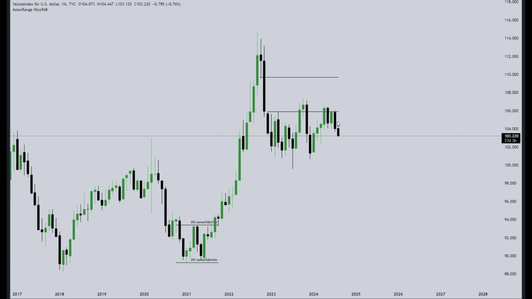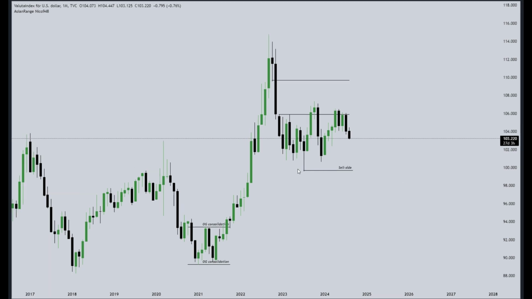However, I won't change my bias. I still look for this fair value gap right there. And I've provided what I previously talked about and showed you guys. So what I'm targeting now is this original consolidation, on the higher time frame. I will also have the sell side liquidity, which you can target, of course.